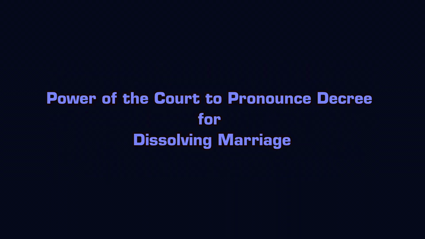Now let's discuss the power of the court to pronounce a decree for dissolving marriage. Section 14 of the Act provides that in case the court is satisfied on the evidence that the case of the petitioner has been proved and doesn't find that the petitioner has been in any manner accessory to or conniving at the going through of the said form of marriage, or that the petitioner has not condoned the adultery of the other party, or that the petition is presented or prosecuted in collusion with the respondents, it shall pronounce a decree declaring such marriage to be dissolved.